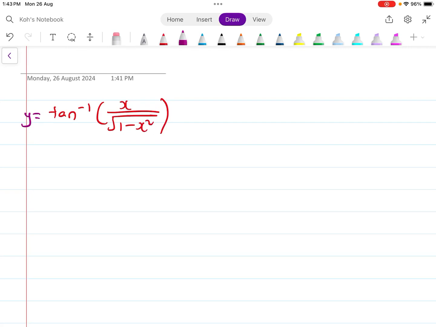Alright, so let's go through this question. We have y equal to tan inverse of x over the square root of 1 minus x squared. We are asked to differentiate this. So how do I actually differentiate? First thing, we always refer to the MF27.